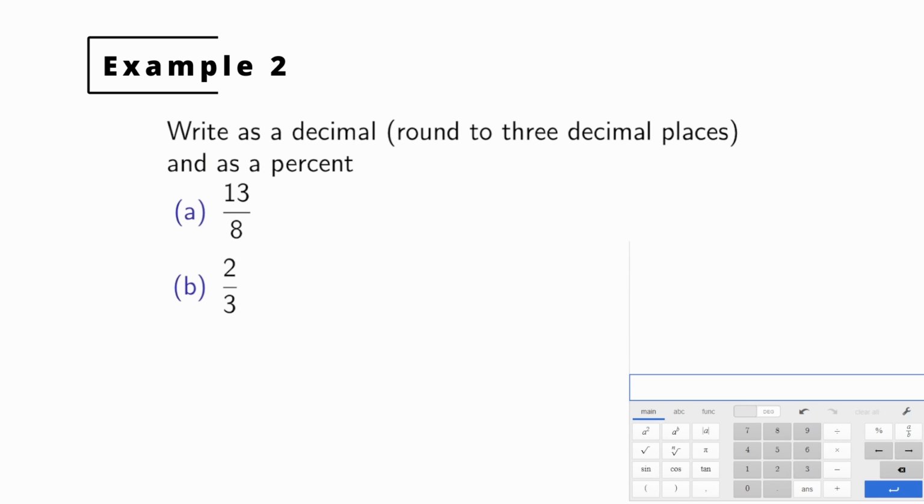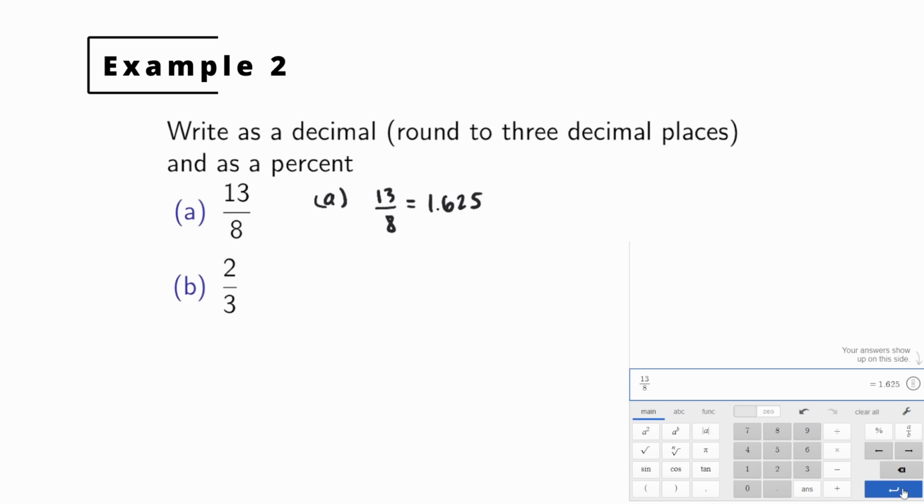Example 2. In this example, we want to take these fractions and convert them to both decimals and percentages. And the way we will do that is we'll start by, if we have a fraction, we can convert it into a decimal by simply using our calculator. So we take 13 over 8, that's just 13 divided by 8. We type that into our calculator, and we see that we get 1.625. So 13/8 is 1.625.